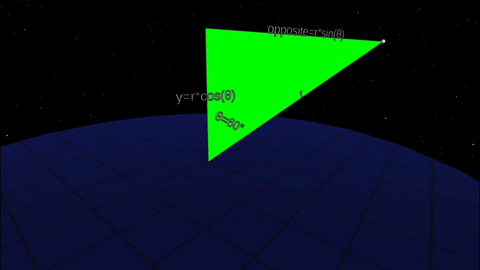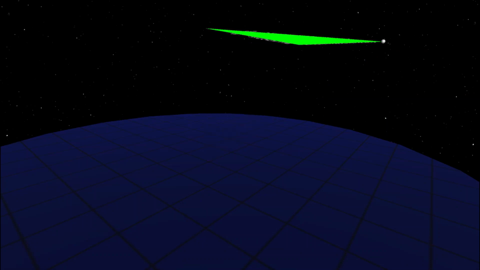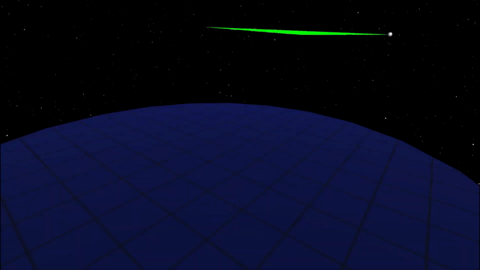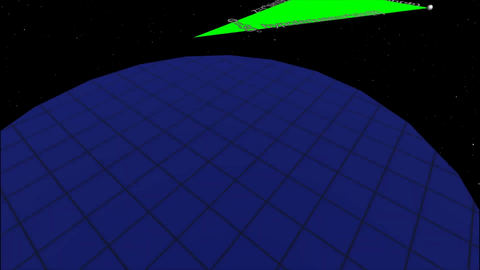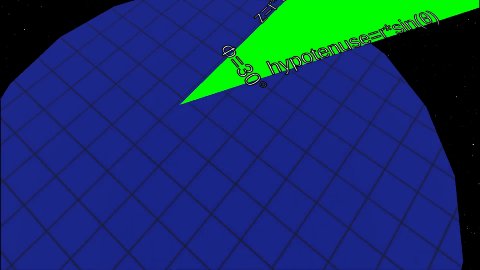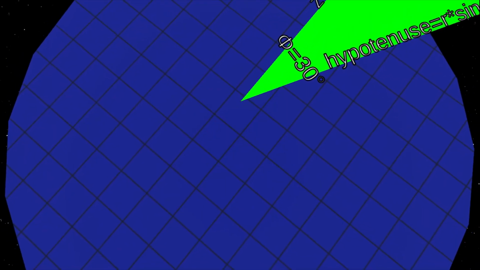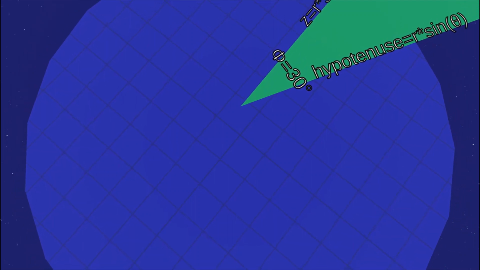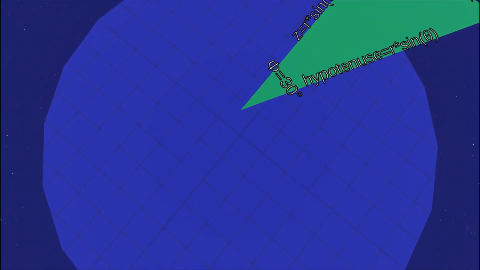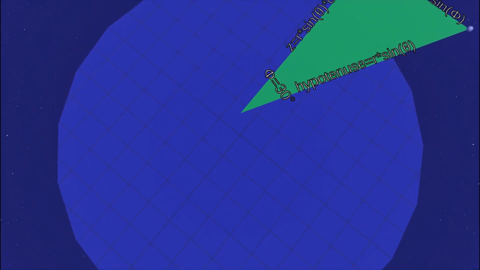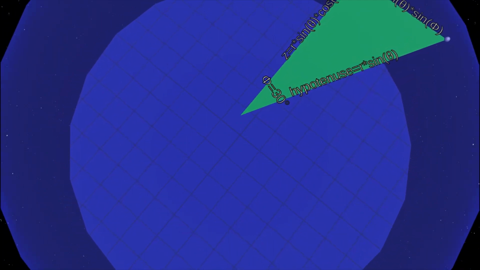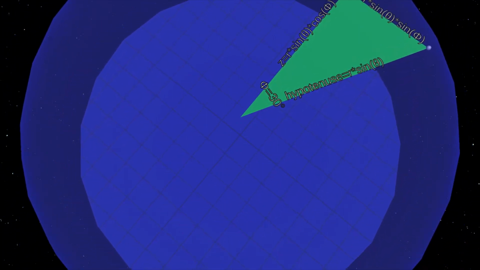The Z length is adjacent to the 30 degrees and has a hypotenuse of the length we just found. Cosine of this angle is equal to adjacent over hypotenuse. Therefore, the adjacent length is equal to radius times the sine 60 degrees, aka the hypotenuse, multiplied by cosine 30 degrees.